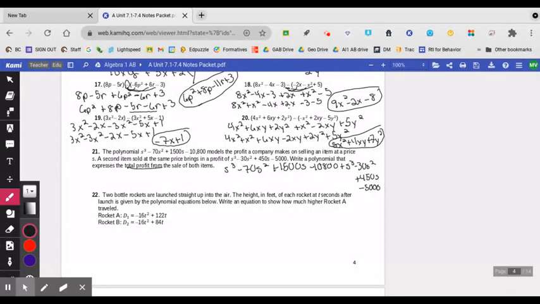So again, I'm combining like terms. So s cubed plus s cubed is 2s cubed. Negative 70s squared minus 30s squared is negative 100s squared. 1500s plus 450s is plus 1950s. And negative 10,800 minus 5,000 is minus 15,800.